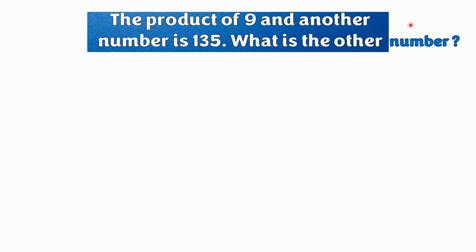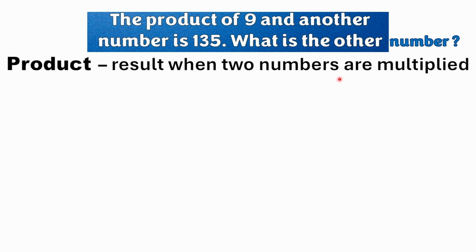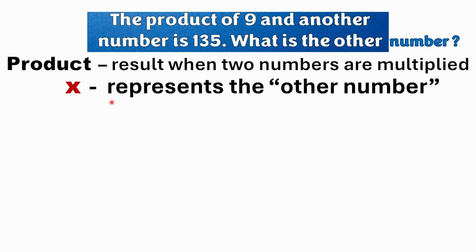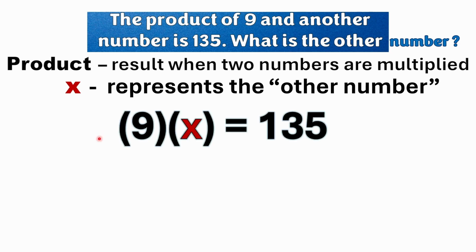The product of 9 and another number is 135. What is the other number? First, I want you to remember that the word product means the result when two numbers are multiplied. And here, x represents the other number we are looking for. So if 9 times some number equals 135, we can write that as an equation: 9 times x equals 135.